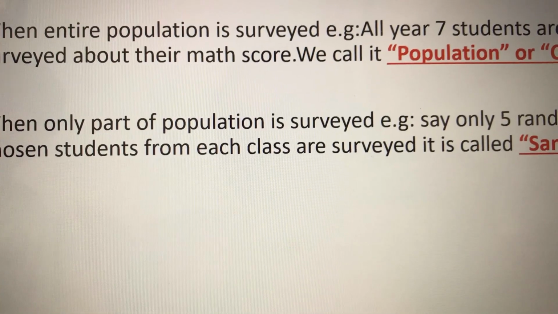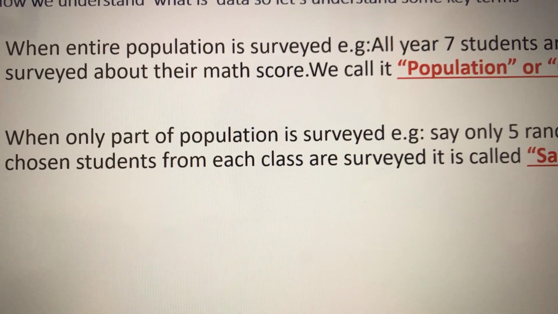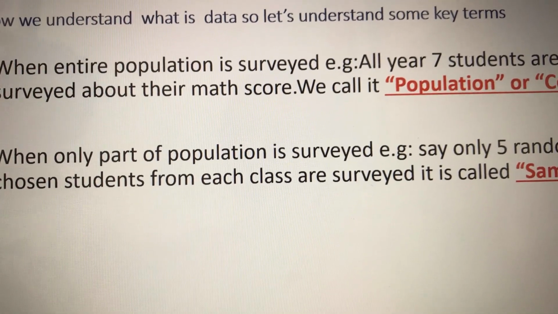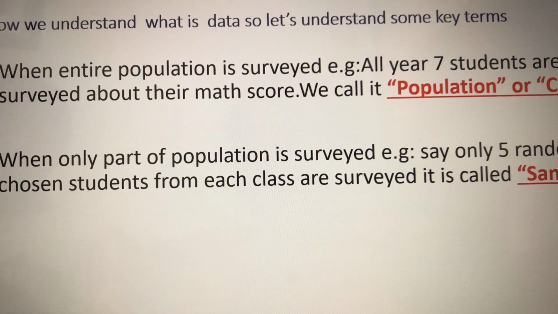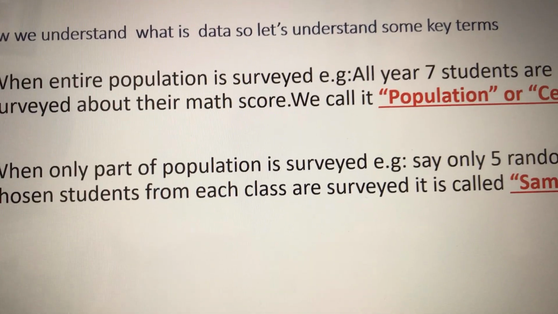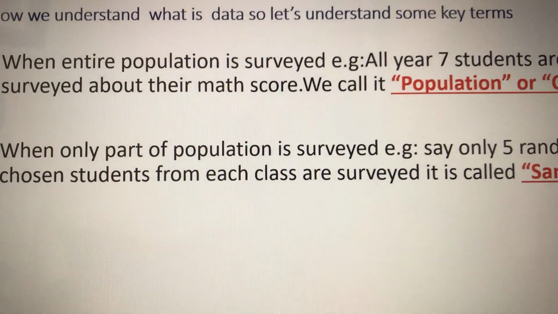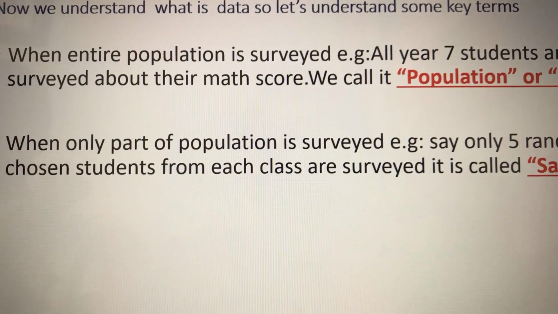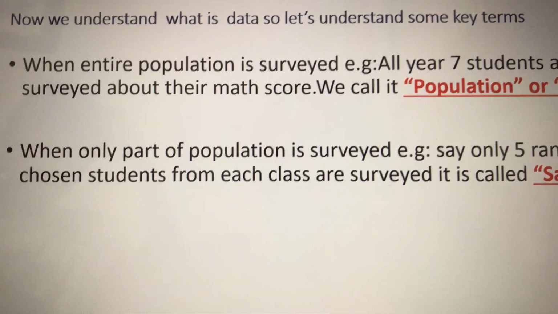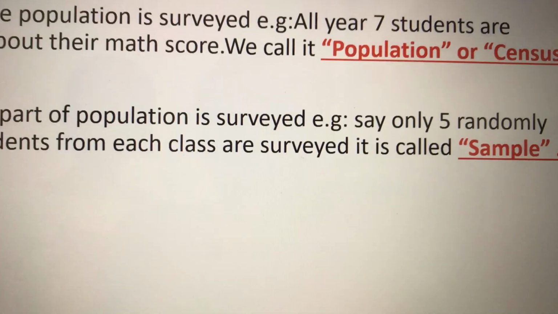Now you understand what is data, how it is categorized, what are the types of data. We have understood a little bit. Let's try to understand some key terms. When the entire population is surveyed, best example, all the year 7 students are surveyed, it is called population or census. But when only a part of the population is surveyed, let's say you randomly choose 5 students from each class, then it is called sample.